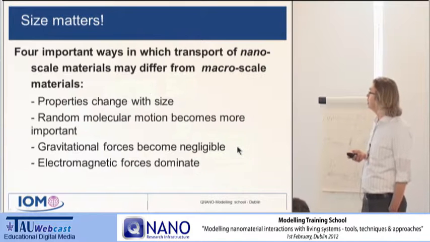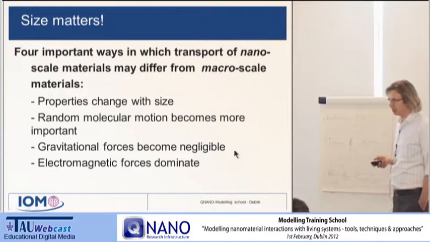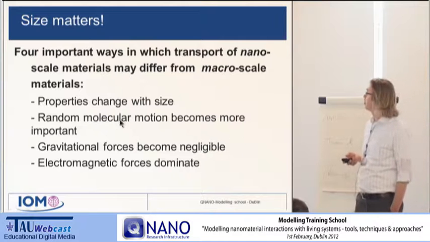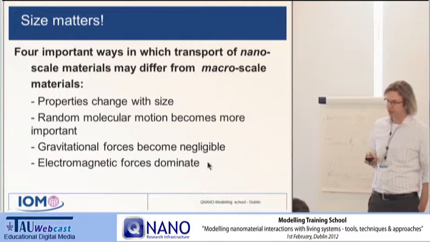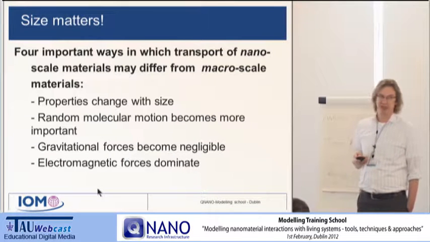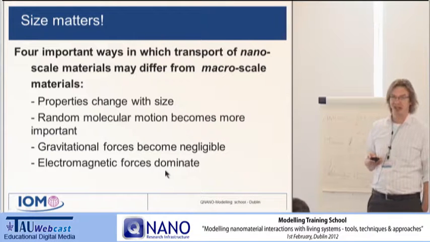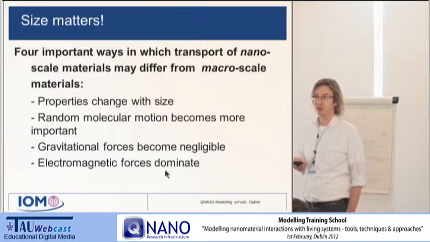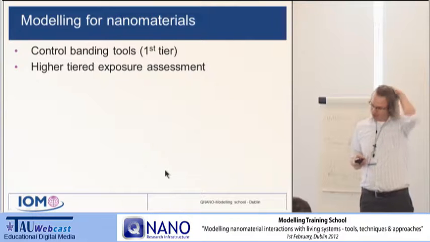So this again summarizes why nanoscale may differ from macro scale. Properties change with size. Diffusion becomes more important. At low levels, gravitational forces may become negligible, and you may have electromagnetic forces that are important, which we don't really know how to deal with at the moment either.